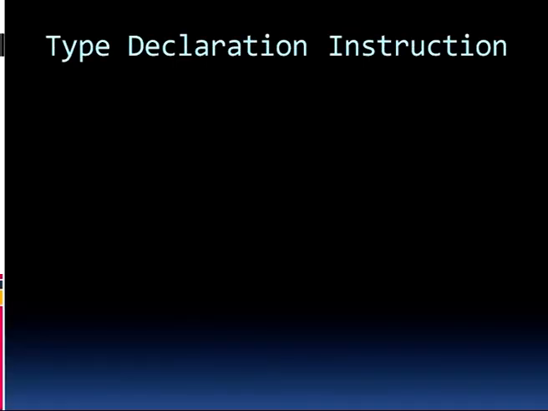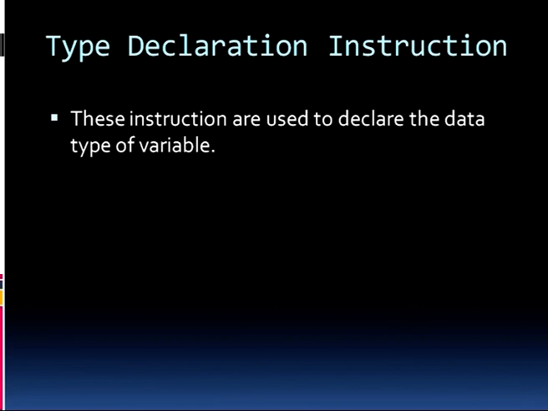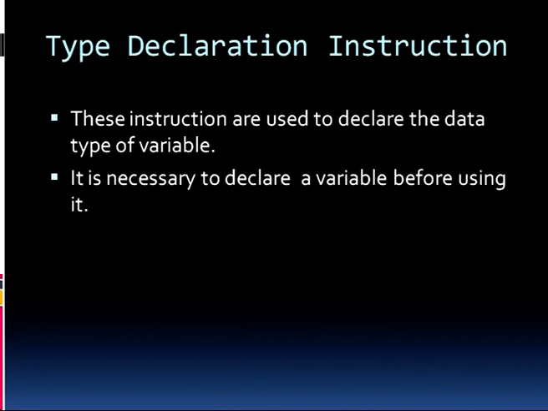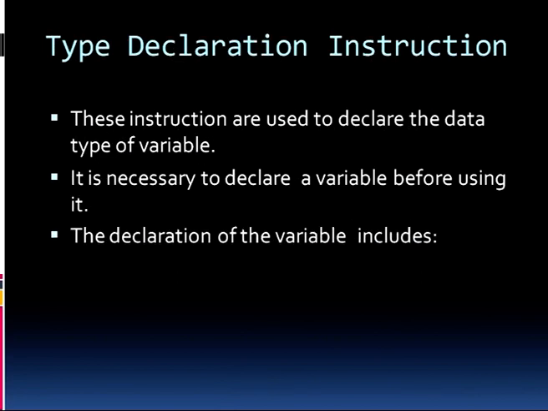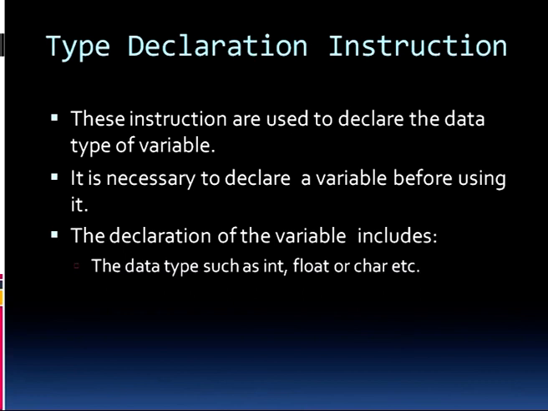Type declaration instruction. These instructions are used to declare the data type of variable. It is necessary to declare a variable before using it. The declaration of variable includes the data type such as int, float or character, and the name of variable. For example, int a is a statement that declares a variable a.